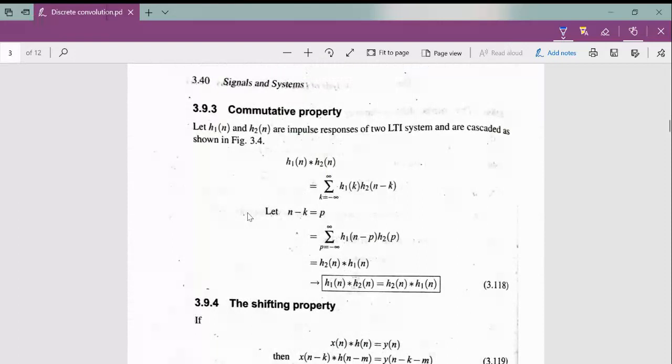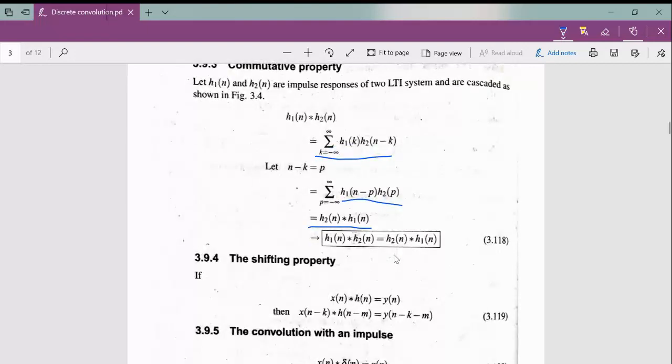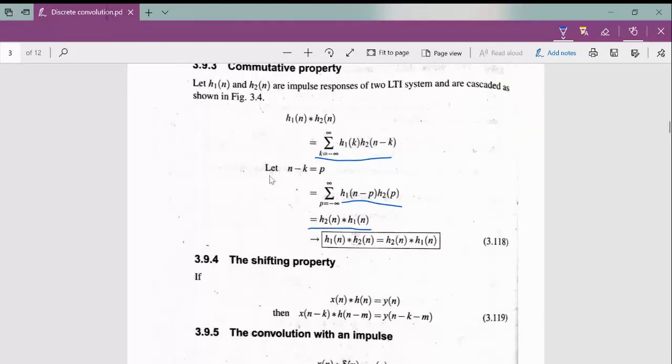For the commutative property, we know that a plus b is equal to b plus a. So here h1 of n convolution h2 of n would be equivalent to h2 of n convolution h1 of n. Okay, so we have the proof. Here is the expansion for h1 of n convolution h2 of n. It would appear like that, and we are rewriting n minus k by p. So what is p? And what is k? It is n minus p. Like that, we will get h2 of n convolution h1 of n. So the commutative property is proven.